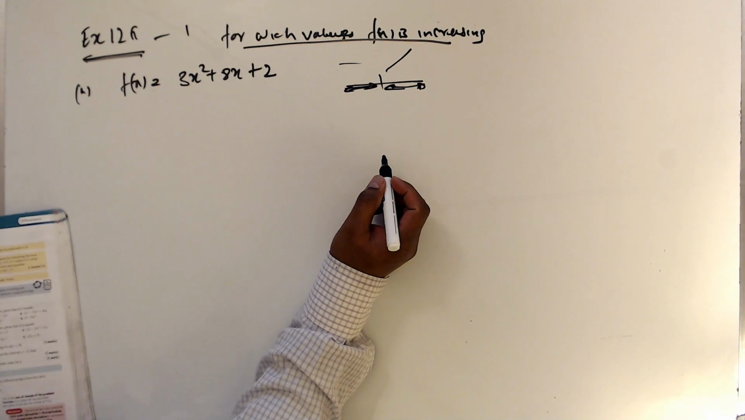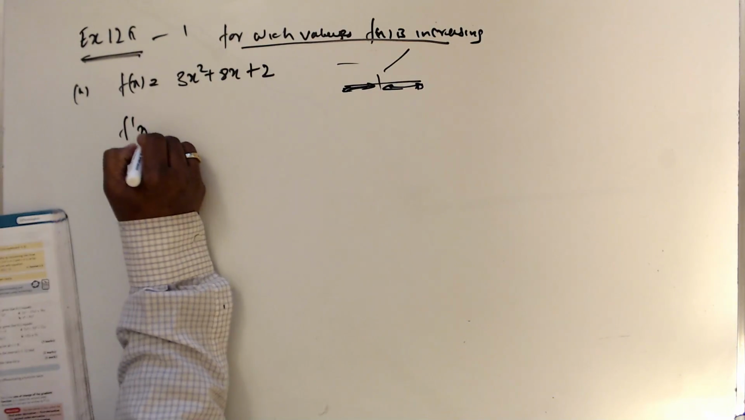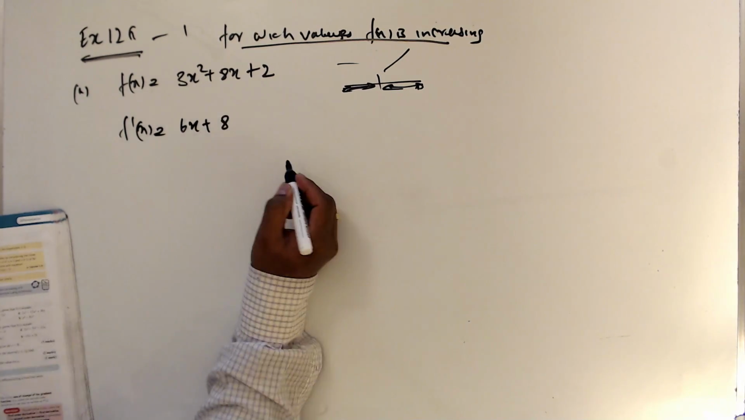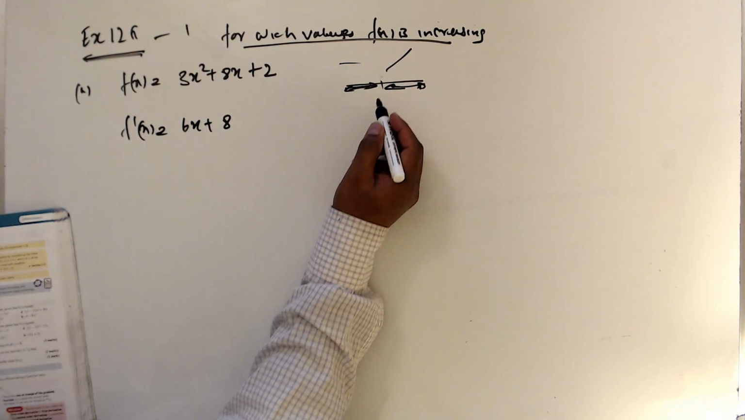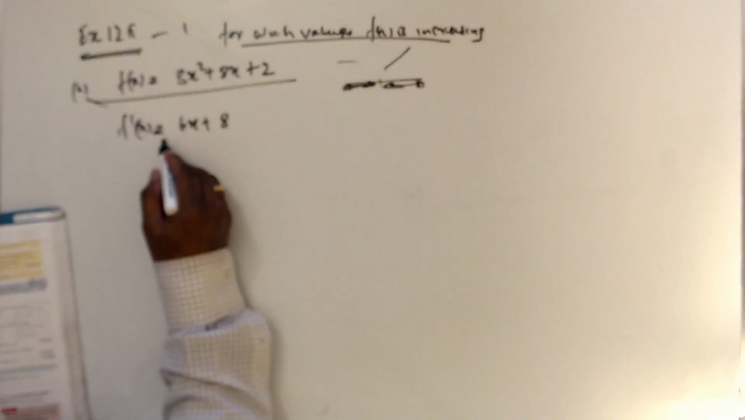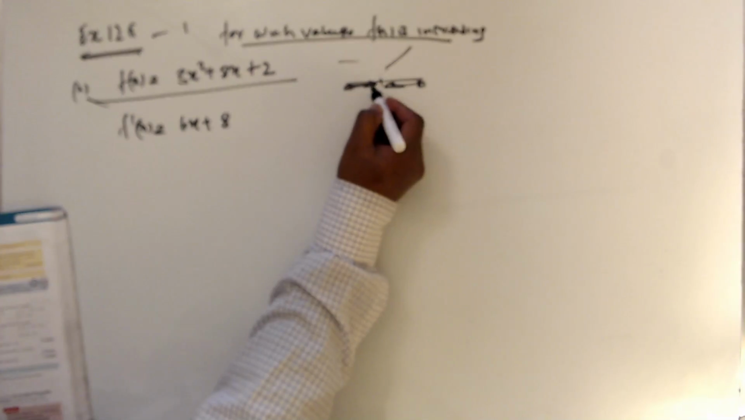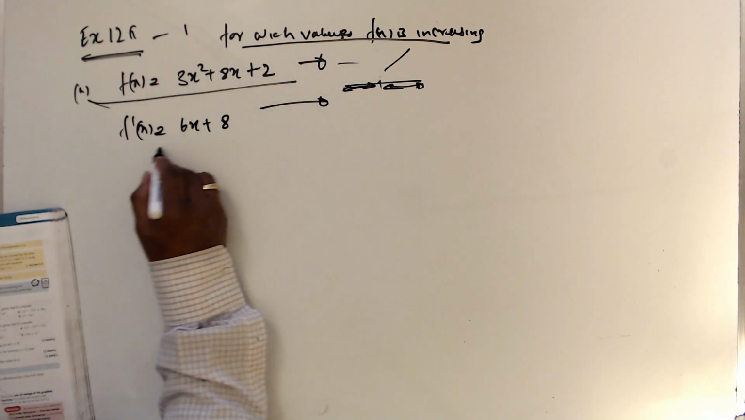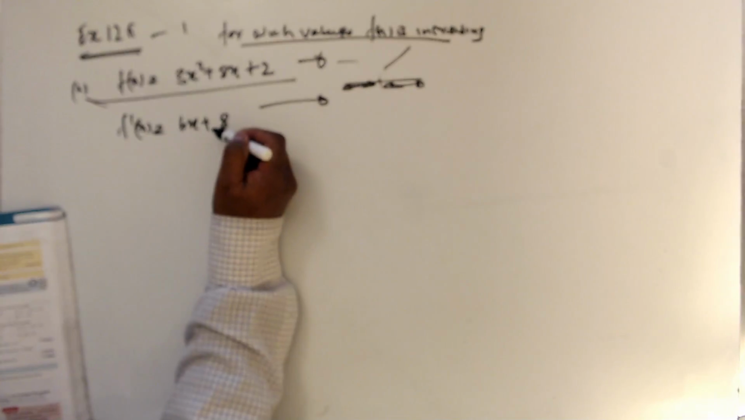So first of all, let's find the gradient. f'(x) equals, we know, 6x plus 8. Now, from this curve we'll find where this curve... no, this is a different curve. We are going to tell about this curve by looking at the gradient curve now.